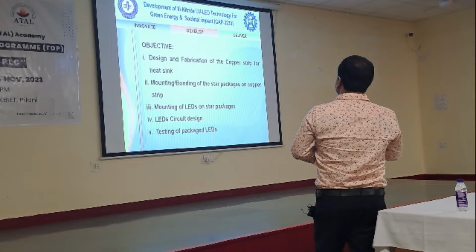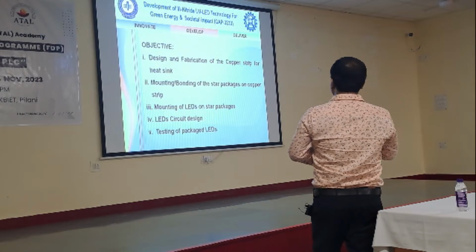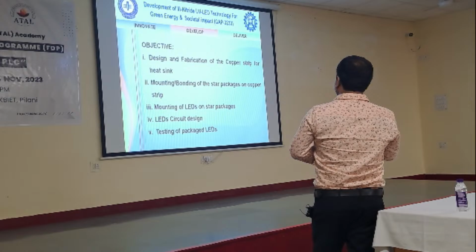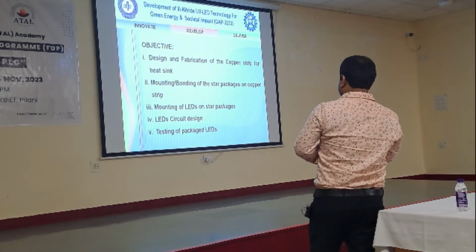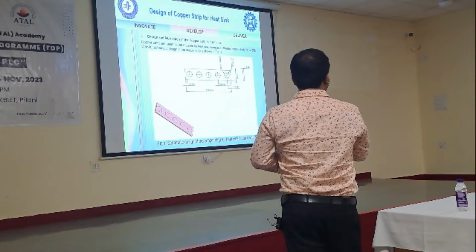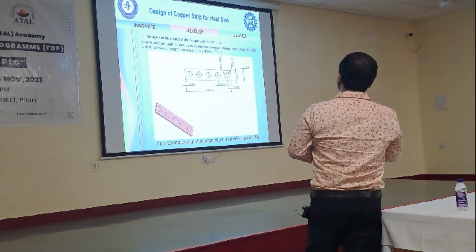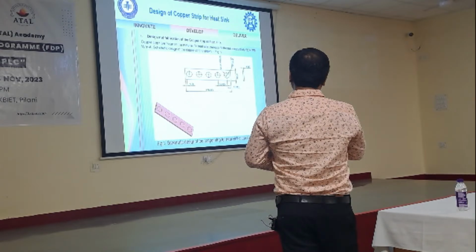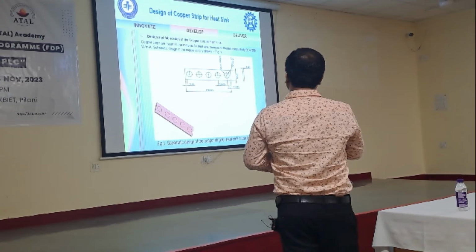Now this is another study where we have used a copper strip as the heat sink material. Actually, on that copper strip we have mounted the LED, that UV LED. This is the design of the copper strip. The individual LEDs will be situated here. In the next slide I am showing this.